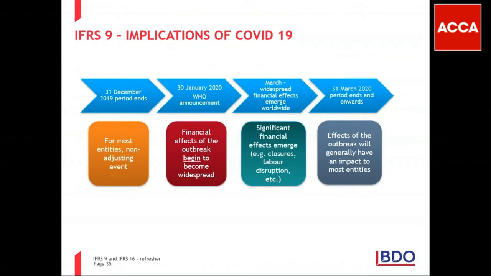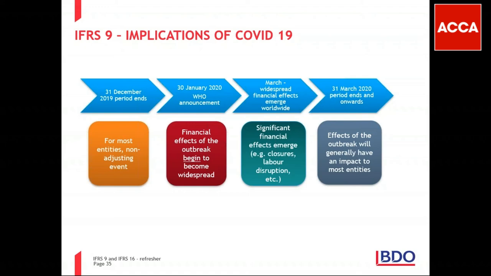So these were the key concepts of IFRS 9 in terms of classification and measurement. Now let's see how COVID-19 is going to impact IFRS 9. At the 31st December period end, for most entities it's a non-adjusting event, and entities are mostly required to disclose the impact of COVID-19 in their financial statements. On 30th January, the financial effects of the outbreak began to become widespread. By March, significant financial effects started to emerge, for example closure of businesses and disruption in business operations. By 31st March and onwards, the effect of the outbreak will generally have an impact on most entities.